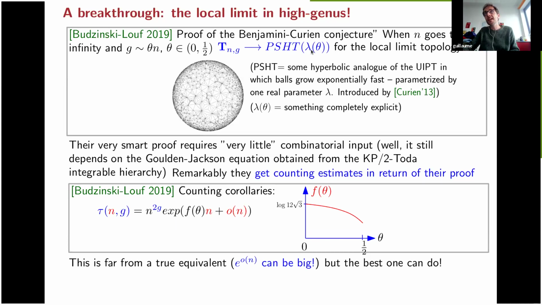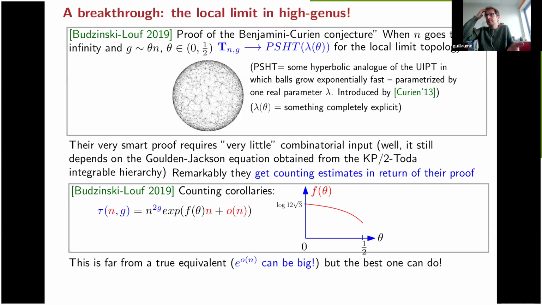And this parameter is related to the genus, so this theta times n. You have a certain function lambda of theta, which I think is injective, so strictly monotone. And so you really feel the growth of balls. The exponential growth of balls is really related to this parameter theta here, in the way I just said, hoping that I was clear.